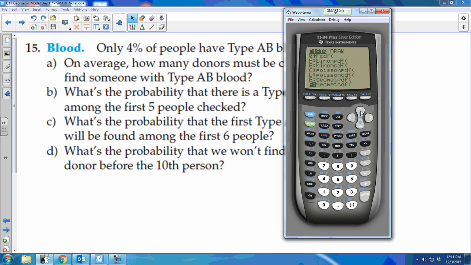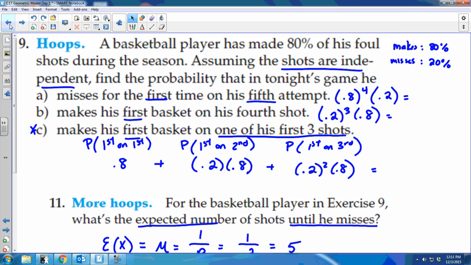Geometric PDF and geometric CDF. Everyone see those? All right, now these, we will actually use both of these. When we do normal stuff, we don't ever use PDF, right? Geometric, we're going to use both. But they have very specific functions. You need to make sure you listen very carefully. All right? I'm actually going to go back to the hoops question to explain.